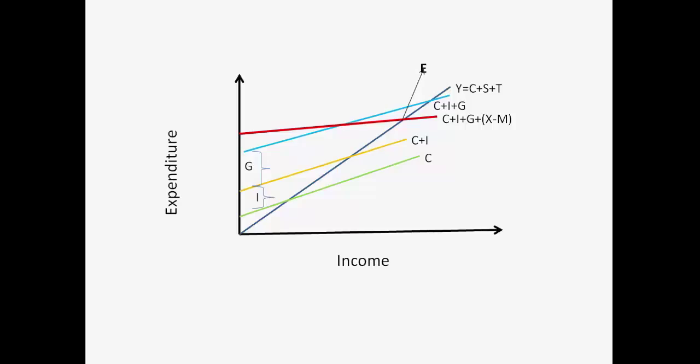Now, one more thing to be noted here is that so long as the aggregate demand line, that is the red line, which is equal to C plus I plus G plus the net effect of exports and imports, is greater than the domestic demand line, that is C plus I plus G, this light blue line is the domestic demand line.